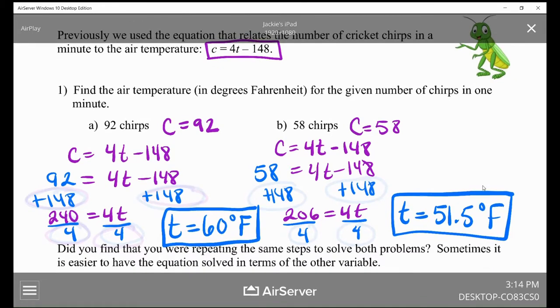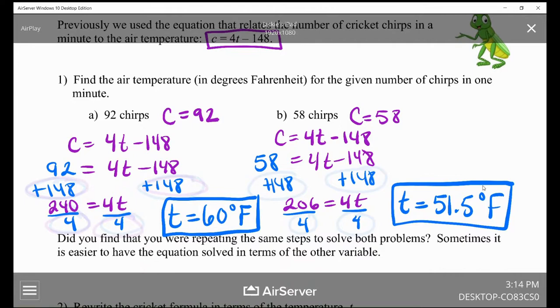Now, if we look back at those two problems of A and B, 92 chirps and 58 chirps, we used the same steps to solve both problems. First, we added 148, then we divided by 4. So it may have been easier to first solve the equation in terms of the other variable. For instance, if we had it be temperature equals, and we were able to substitute the value of the chirps, we wouldn't have had to go through the steps for solving.